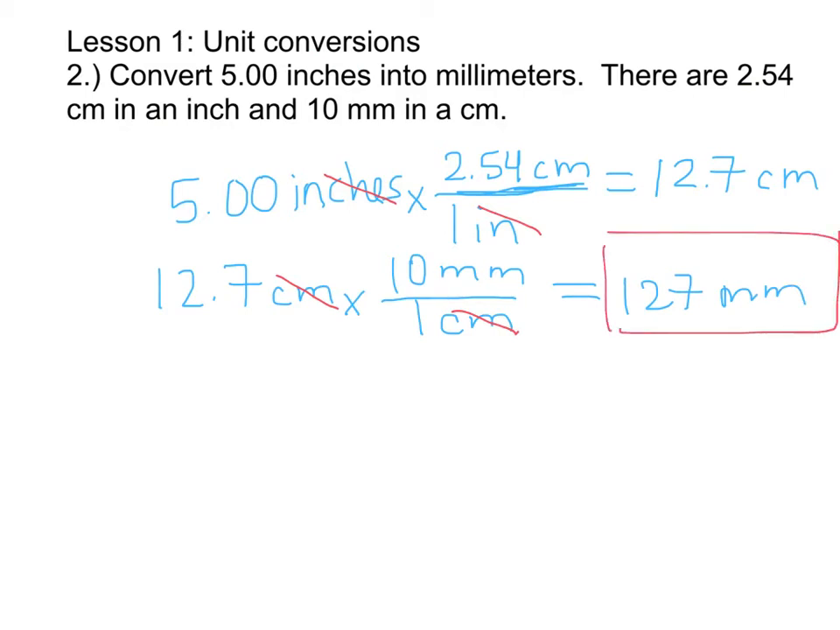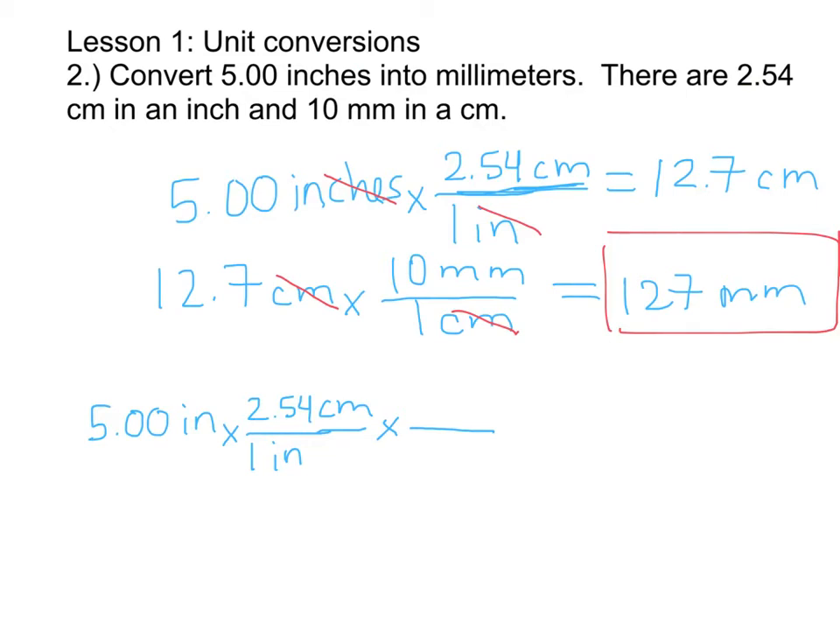So I personally like to do this all in 1 step. I think it's much easier. So I'm going to show you what that looks like briefly. So you can start off with, again, what you know. So we know that we have 5.00 inches. And then we can multiply that by our first conversion factor to convert from inches to centimeters. So we have 1 inch in 2.54 centimeters. And then we can just keep on going with this calculation.